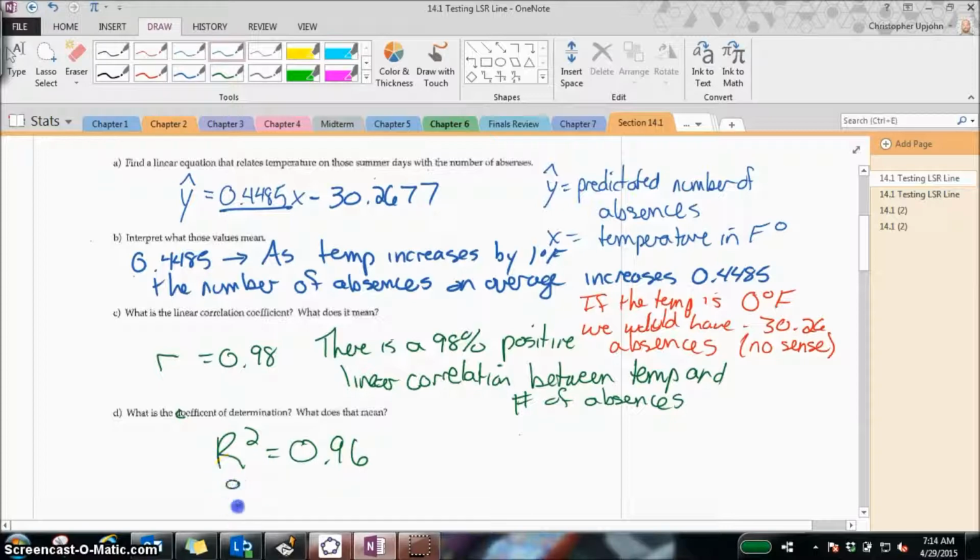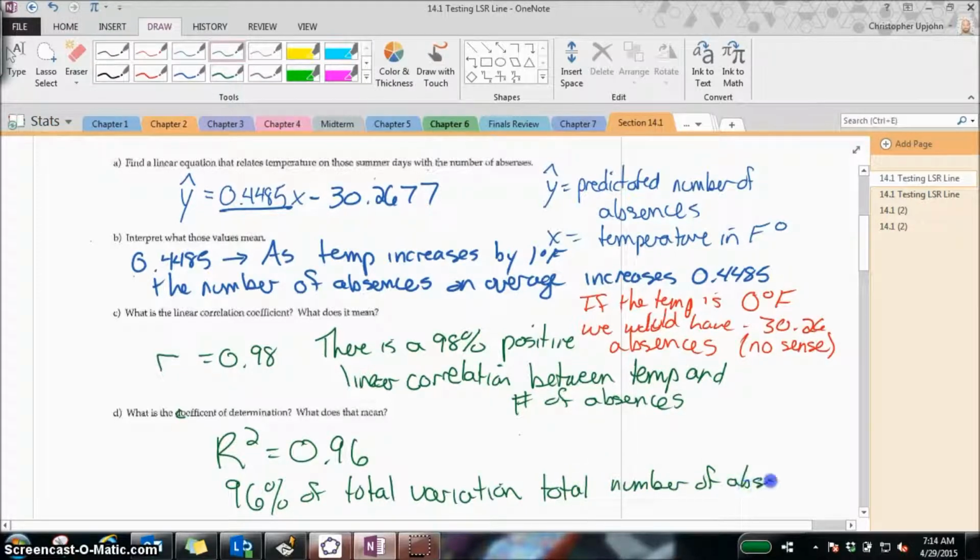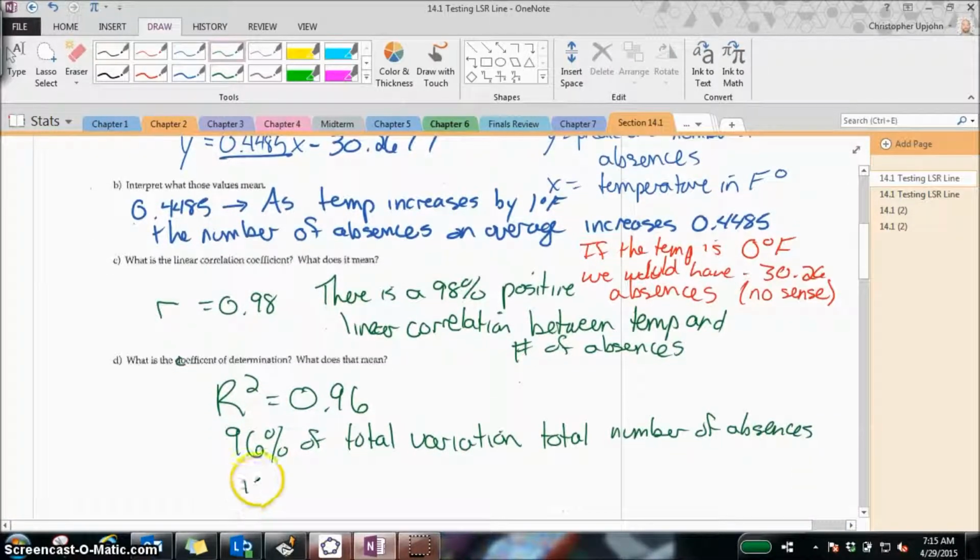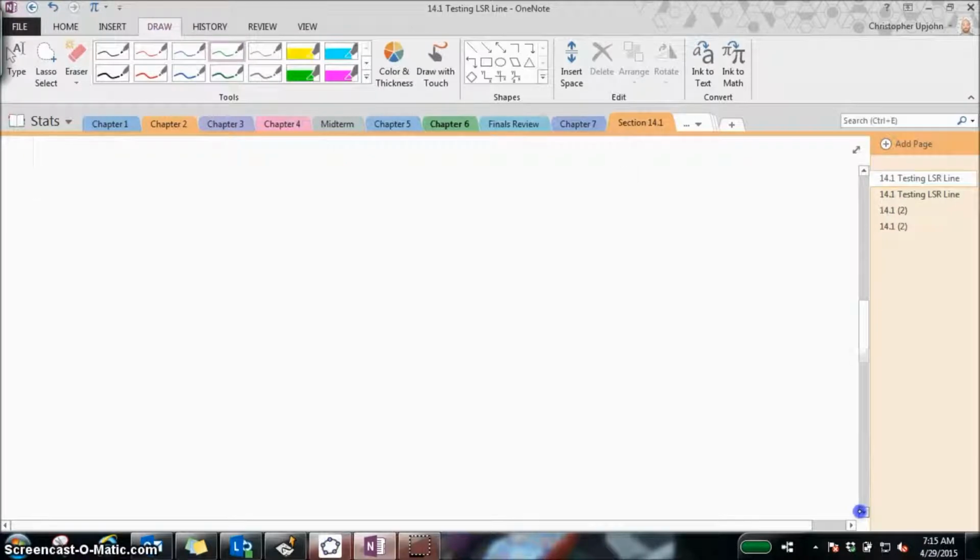We can say 96% of the total variation of our y, of our total number of absences, is explained by the temperature. 96%. 4% is explained by other variables. Maybe the teacher sucks. Maybe the school sucks. Maybe they just don't want to go to school because school's boring. I don't know. But we know 96% of the total variation in the total number of absences is explained by the temperature. So that's just a little bit of review.